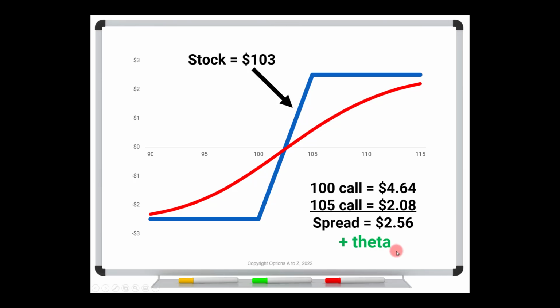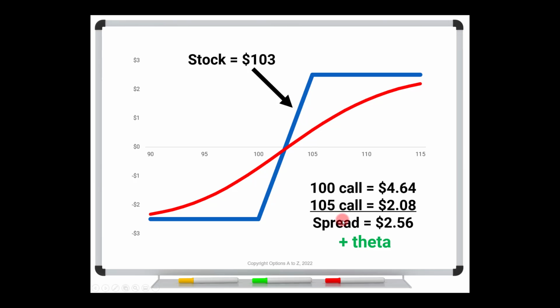Now in this case, you are going to have positive theta. And there's again a couple of ways that we can figure this out. The first is to say, let's pretend that we're at expiration. And therefore, with the stock at 103, the $100 call is worth $3. The 105 call goes out worthless. So if you paid $2.56 and it's worth $3 at expiration just from the passage of time, it's appreciating over time. So that's one way to figure it out.